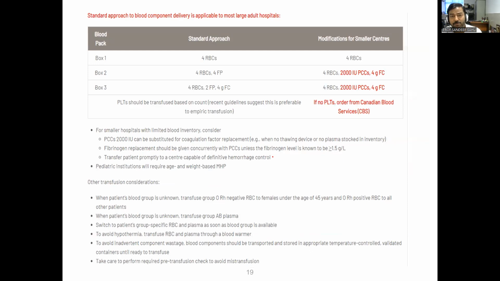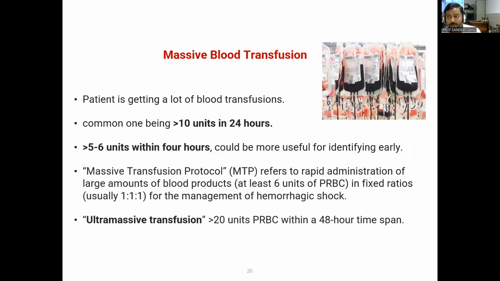For massive blood transfusion, we definitely need packs of 4 to 6 at a time. We order everything combined, meaning 4 to 6 FFP, 4 to 6 cryo, 4 to 6 PRBC, and 4 to 6 platelets each time. So what is massive blood transfusion? This is more than 10 units of PRBC in 24 hours, or 5 to 6 units within the first 4 hours, or ultra massive transfusion means more than 20 units of PRBC.